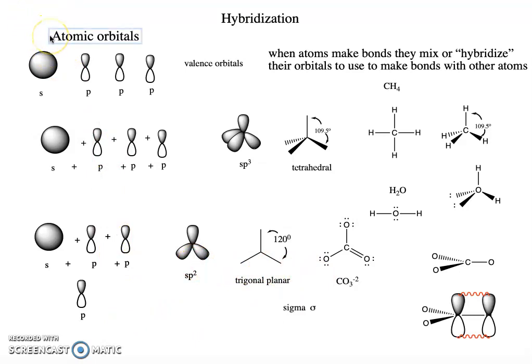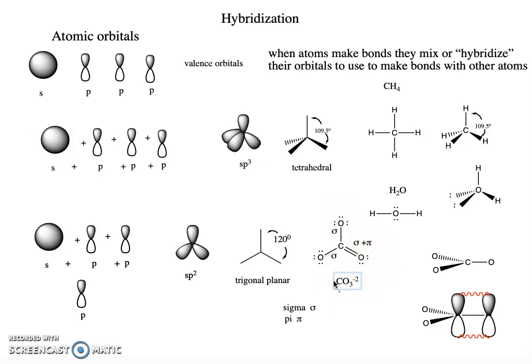The bonds from the hybrid orbitals are called sigma bonds, and they're given the Greek symbol sigma. The ones from the regular p orbitals are called pi bonds, and they're given the symbol pi. So in this molecule of carbonate, I have 1, 2, 3 sigma bonds and 1 pi bond. A double bond is made from 1 sigma and 1 pi bond.